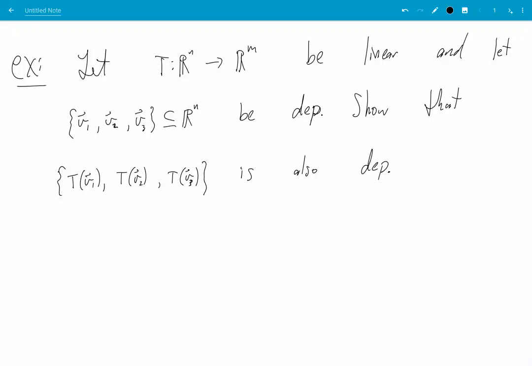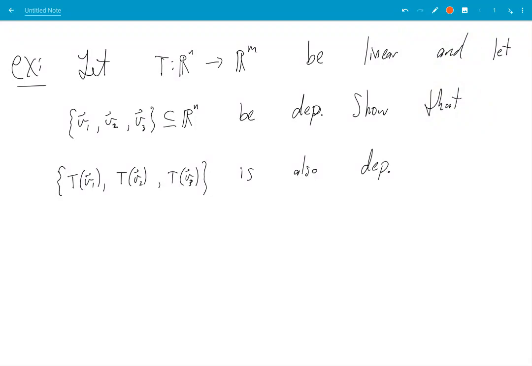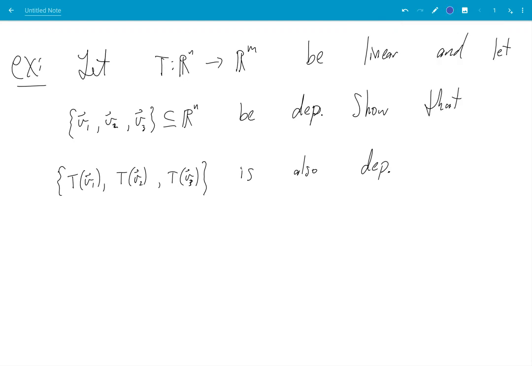Okay, so this is an example which is relatively easy if you have a firm grasp on linear dependence and also on what is meant by a linear transformation. But if you don't have a firm grasp on those two concepts, it's basically impossible in this question.